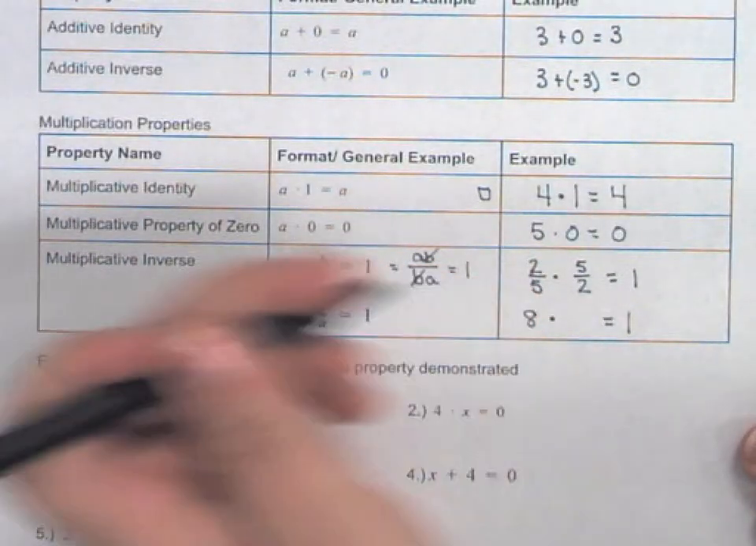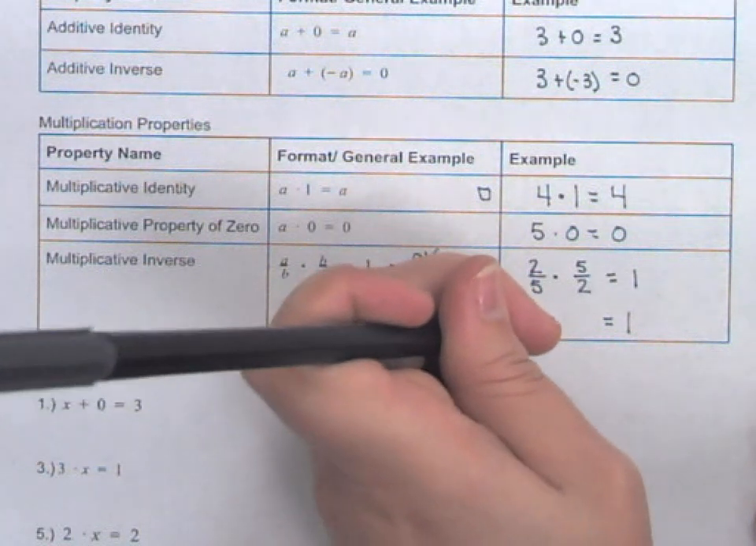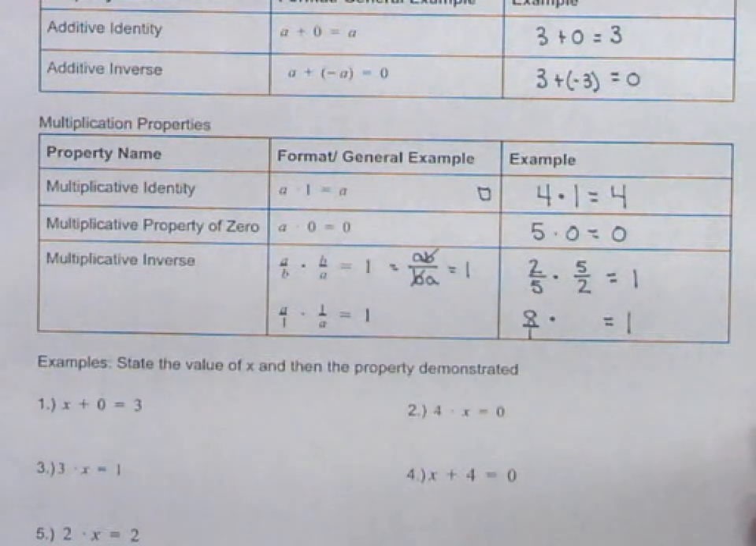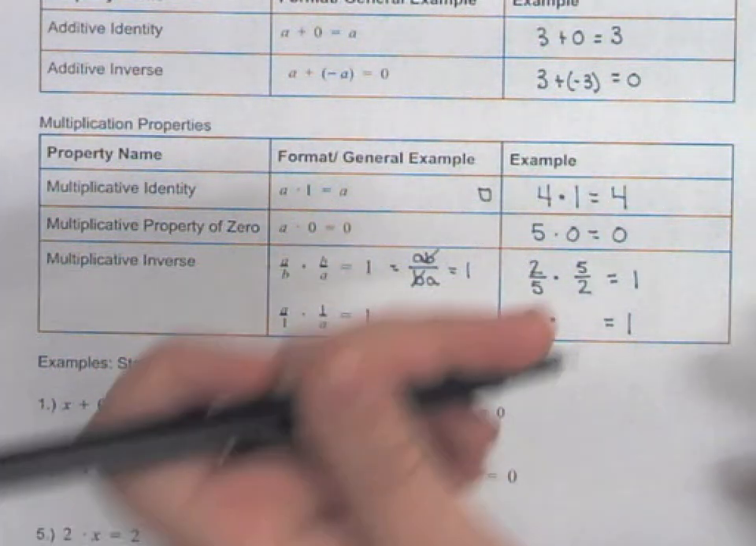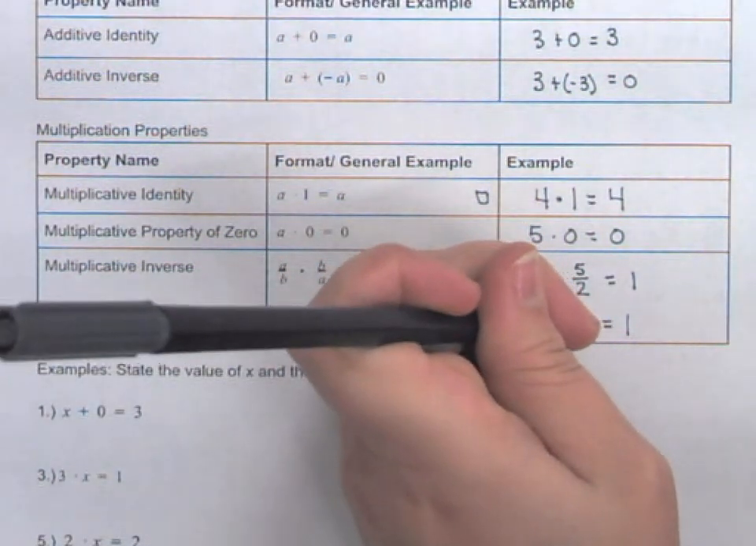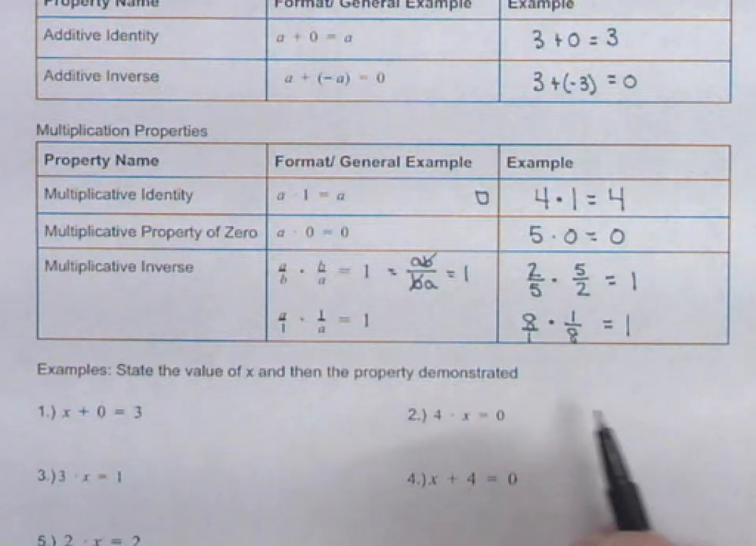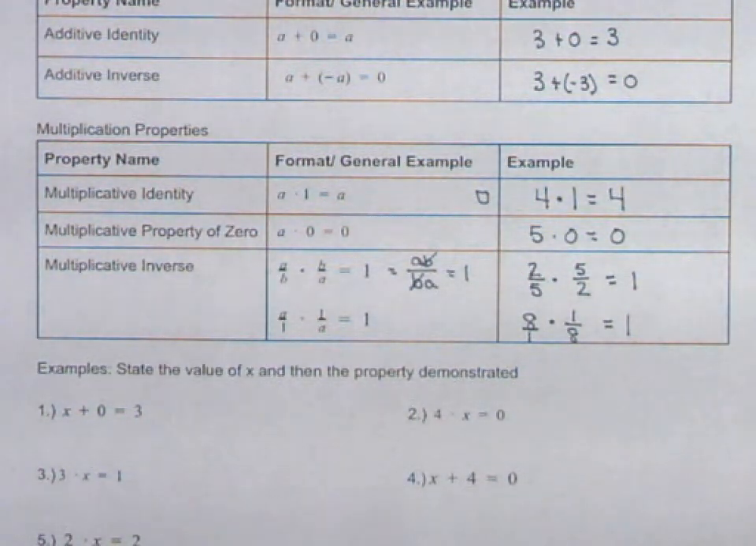Think about it. 8, just like over here, 8 is really 8 over 1. It's a whole number, right? Whole numbers are saying I have 8 people in one room. That's why 8 over 1. So flip it, it's 1 over 8. That's how you multiply them and get the answer 1, okay?